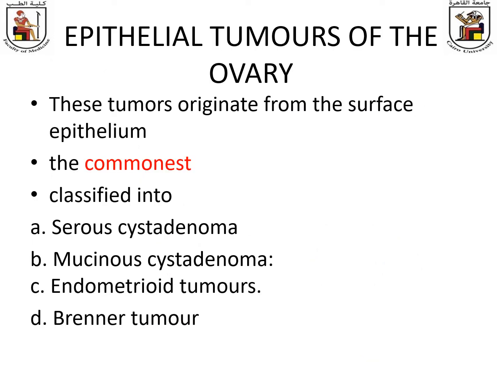The epithelial tumors of the ovary are tumors originating from the surface epithelium, and these are the most common. These are classified into serous cystadenomas, mucinous cystadenomas, endometrioid tumors, and Brenner tumors.